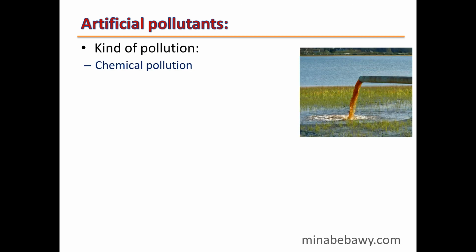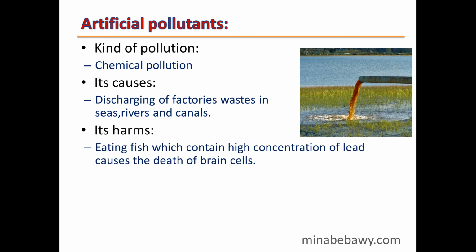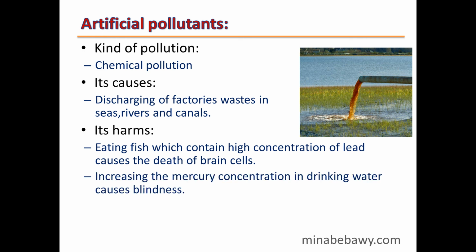The second type is chemical pollution. Its causes: discharging of factories' wastes in seas, rivers, and canals. Its harms: eating fish which contain high concentration of lead causes the death of brain cells. Increasing the mercury concentration in drinking water causes blindness. Arsenic increases the infection rate of liver cancer.